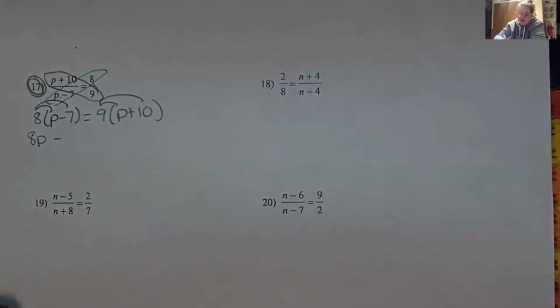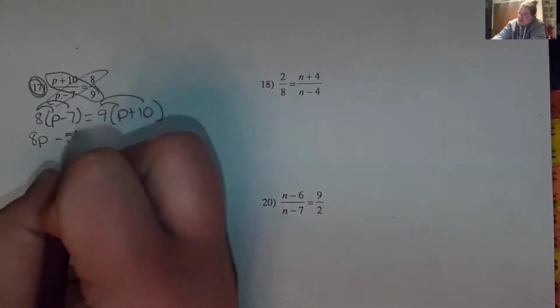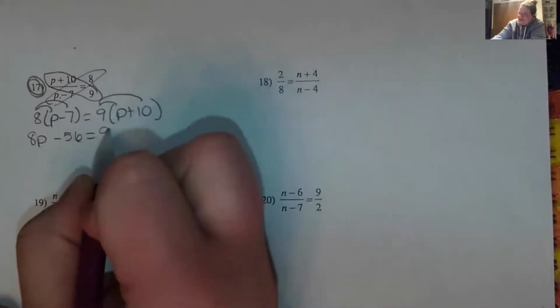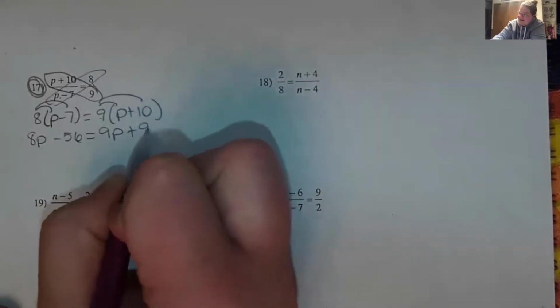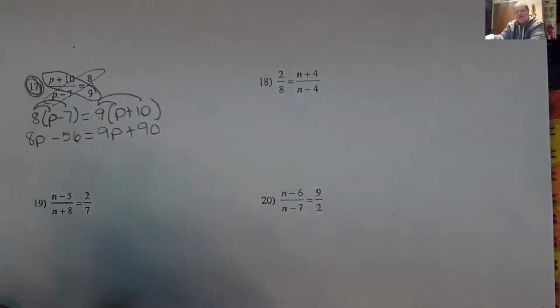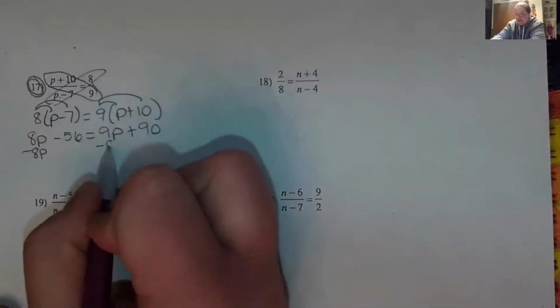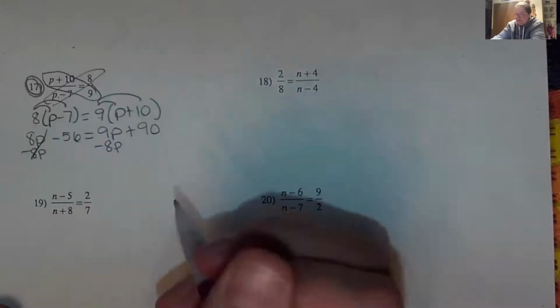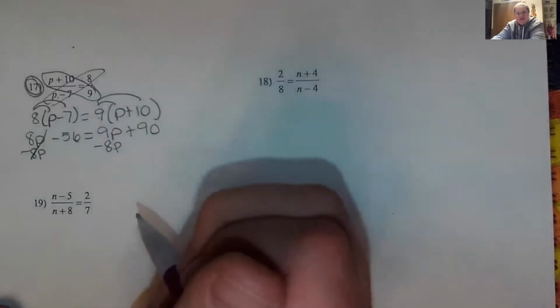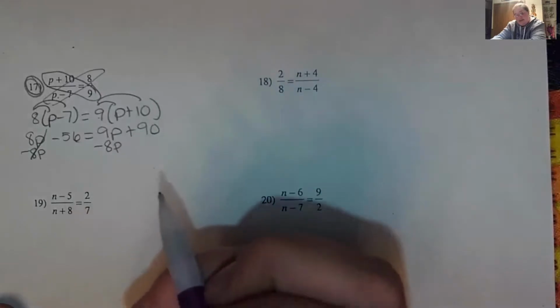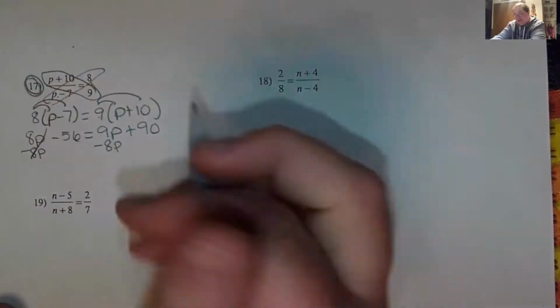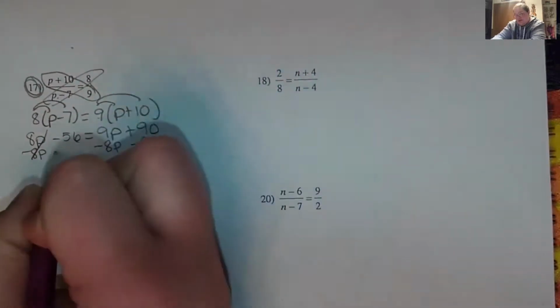Remember, if you are unsure, it is okay to use a calculator. 7 times 8 is 56. Okay. Equals 9 times p, which is 9p. 9 times 10, 90. Get all your p's to one side, all your numbers to the other. Well, I'm going to move that 8p over just because I don't feel like dealing with a negative this time. Okay, I'm going to try to do 2 steps in one. I think you guys can handle it, but if you can't do 2 steps, that's fine. I'm also going to subtract the 90.